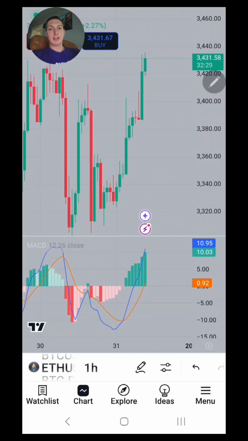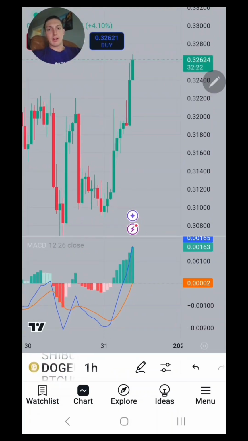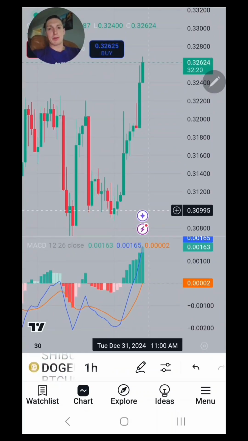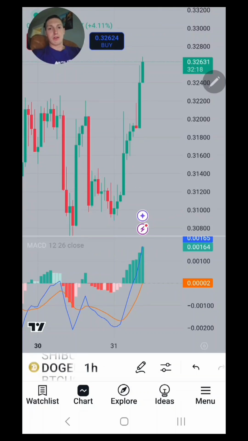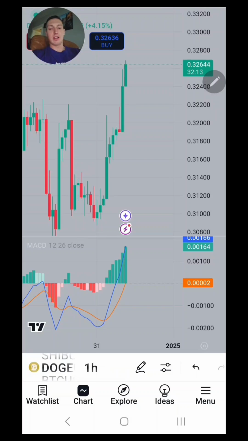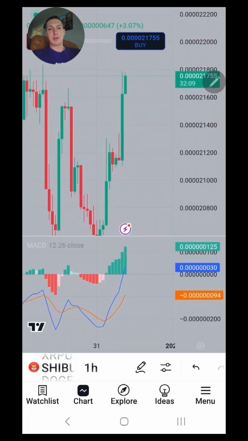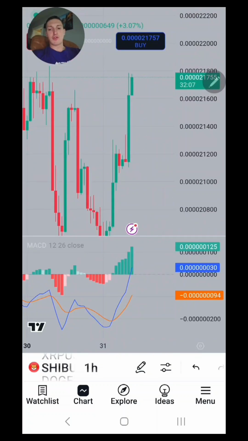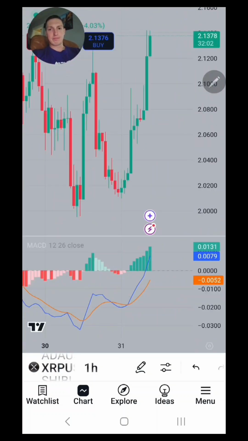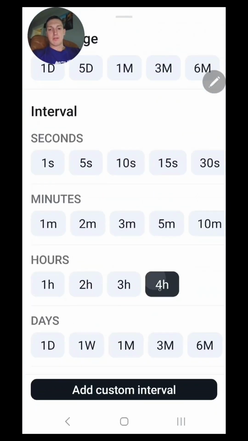Ethereum on the hourly chart looking very good. Very good. And going over to my favorite cryptocurrency, Dogecoin, we're sitting at 0.326, also looking very good. The whole market is just looking beautiful this morning. Shiba Inu, very strong. Momentum is swinging up. XRP, very strong. All of these charts are very similar.